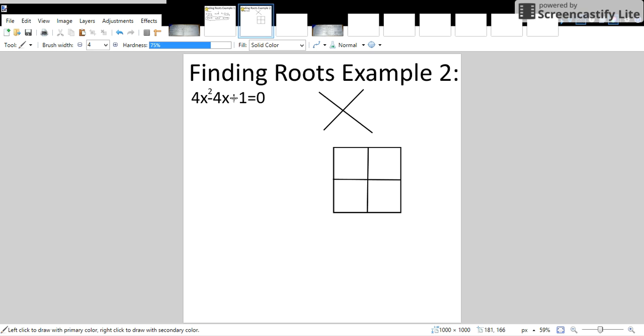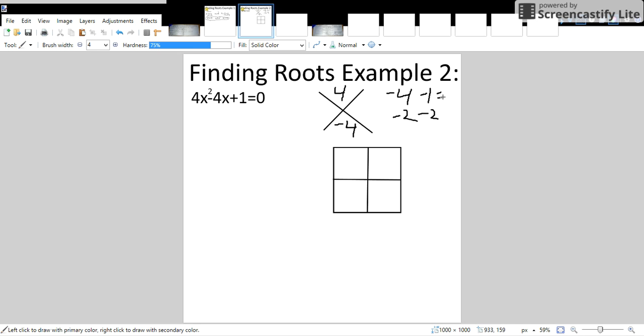There's no number you could take out of all three terms, so you just end up with this. So we're going to multiply a times c. That's going to give you 4. Our b is a negative 4. Now we're going to find factor pairs that multiply to give you 4 and add up to give you negative 4. We have a negative, so we know that we must have two negatives. So negative 4 times negative 1, and negative 2 and negative 2.